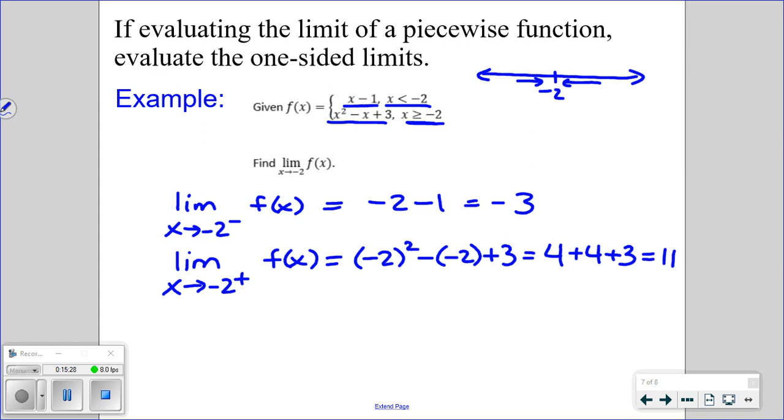Okay, I'm noticing something. We got different answers for our one-sided limits. So that means the two-sided limit, I'm not going to say equals, I'm going to say the two-sided limit does not exist. And the reason for that would be because the left-hand limit does not equal the right-hand limit.